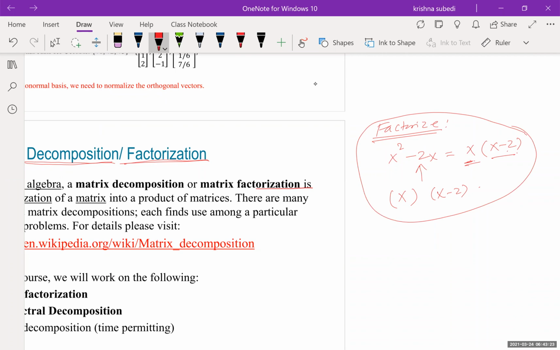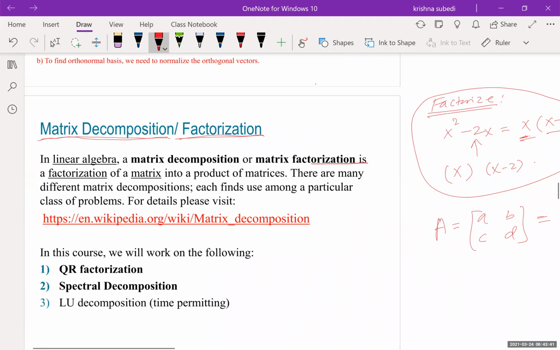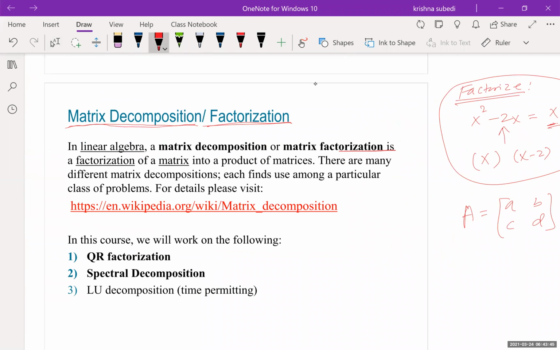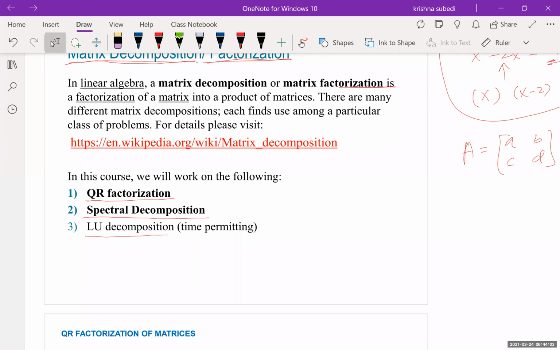But now, how do we find the factors of a matrix? Let's say you are given a matrix A, for example a, b, c, d. How do you factorize it? What are the factors of matrix A? Well, there are many different ways to factorize. One way is called the QR factorization. Another method is called the spectral decomposition. Another is LU decomposition, and there are many other ways to find a matrix decomposition or factorization. But in this course, we'll focus our attention on QR factorization and spectral decomposition. And if we have enough time, then we'll work on the LU decomposition as well.